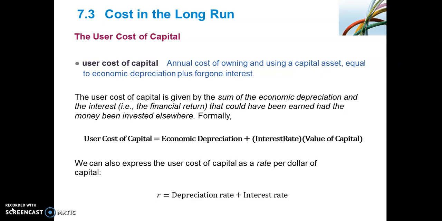So now putting these two things together gives you the cost of you using the capital. So that is what we refer to as the user cost of capital. And it can be formally defined as the annual cost of owning and using a capital asset, and it is equal to the economic depreciation plus the interest that is foregone.